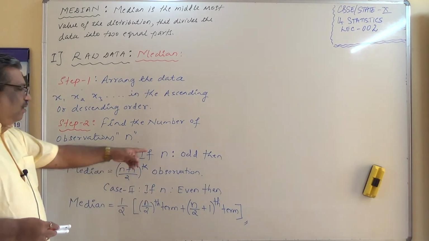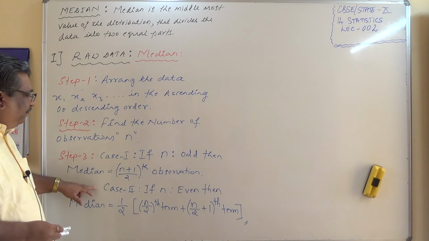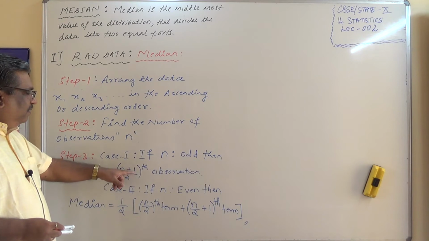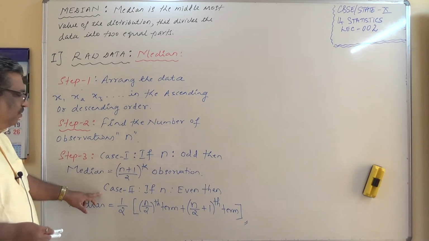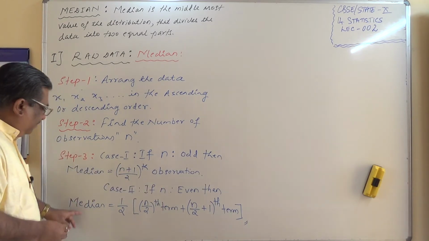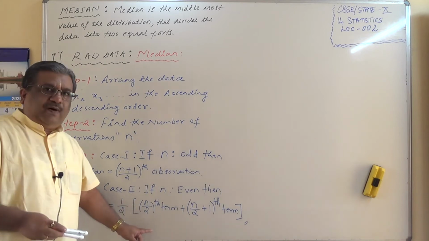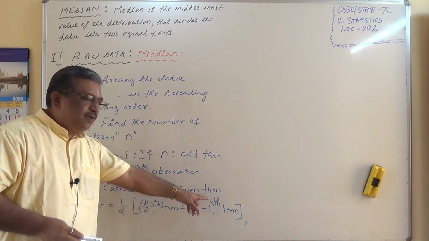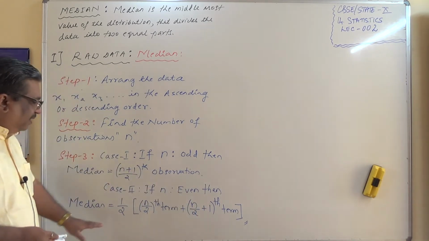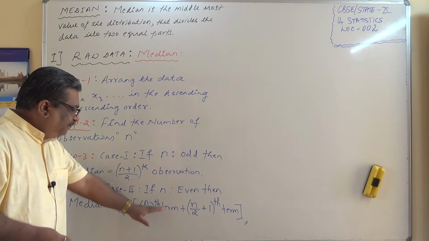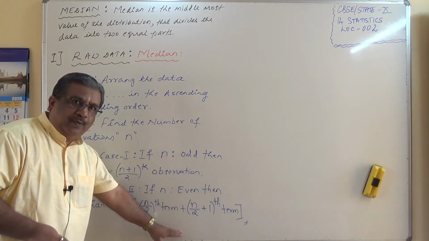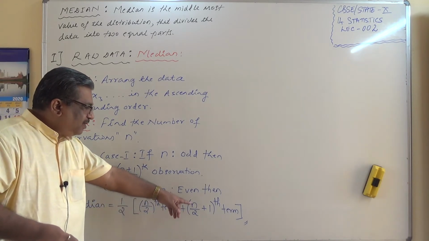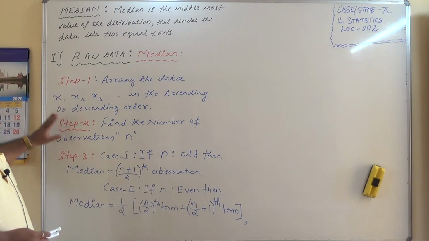That means if n is odd, then the median will be (n plus 1) by 2th observation. Case number 2, if n is even, then the median will be the average of n by 2th term and (n by 2 plus 1)th term. I hope you are able to understand. The average of these two terms is nothing but this plus this, the whole divided by 2, and therefore we consider it as half into (n by 2th term plus (n by 2 plus 1)th term). So this is how we calculate the median for raw data.